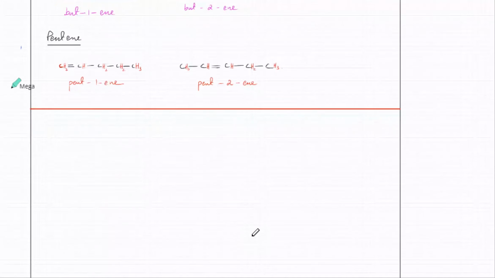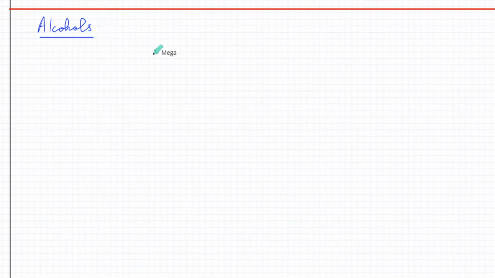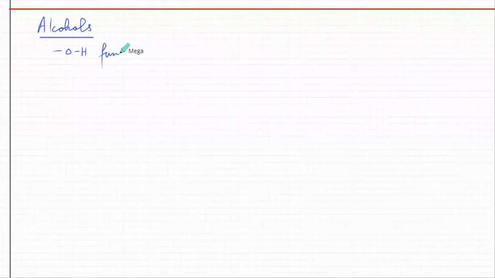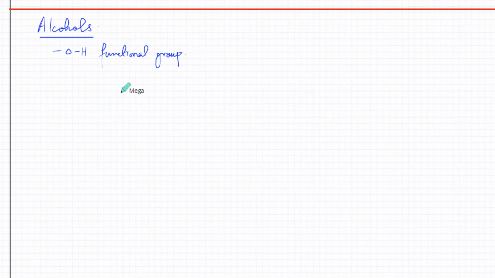I'll just go through and we can start discussing at the moment the third homologous series, which is alcohols. As the first thing, which organic compounds are alcohols? Alcohols are compounds that have specifically this functional group. They have an OH, an O and H functional group. That's what an alcohol is.